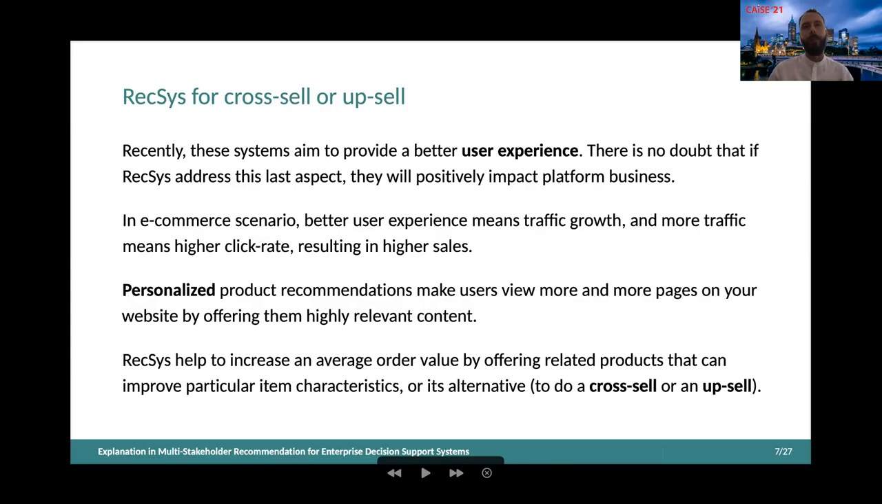Recommender systems increase average order value by offering recommendations. And we're speaking about recommender system explanation.